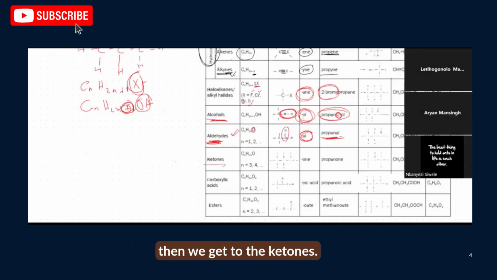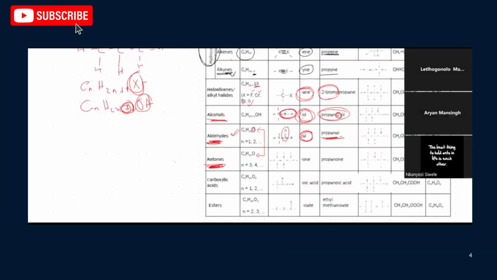Then we get to the ketones. The ketones, if you look at that, they have the same general formula as your aldehyde. The difference between your ketones and your aldehyde is that the double bond needs to exist anywhere but the end.